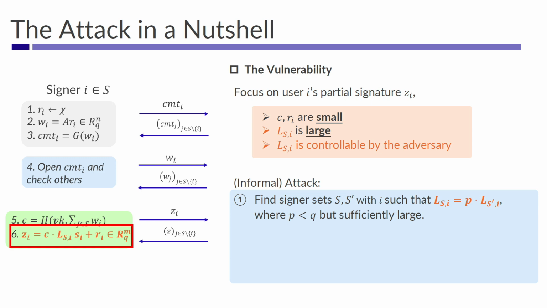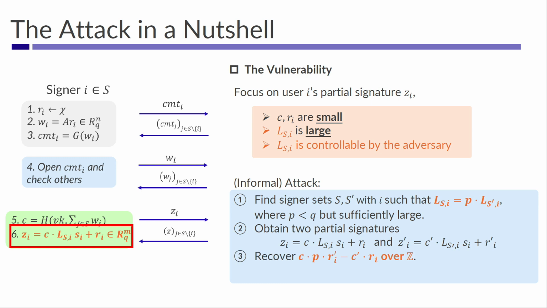The attacker is just going to find two signer sets such that this user i satisfies that kind of relation for the Lagrange coefficient, where P is going to be some moderately large integer, still smaller than this modulus Q. Then it's going to ask for this partial signature, and it will retrieve the zi and zi prime. At this point, using standard linear algebra, you can recover this red component over the integers. The reason this is over the integers is that all these components are small compared to this modulus Q.